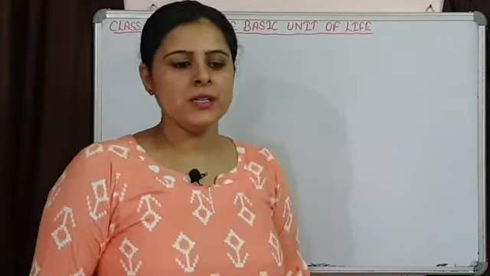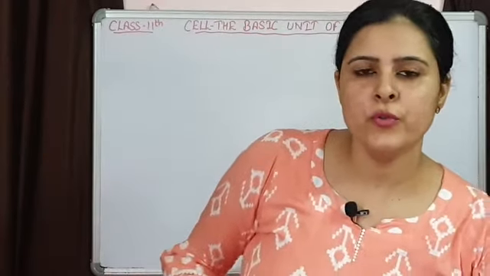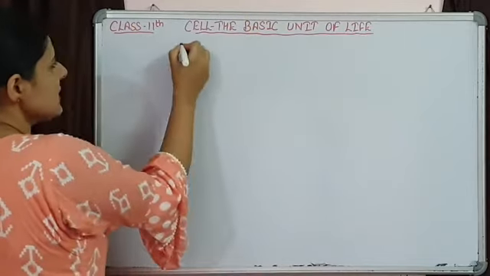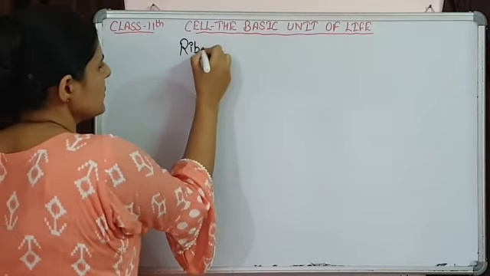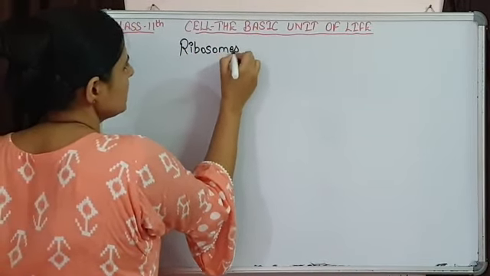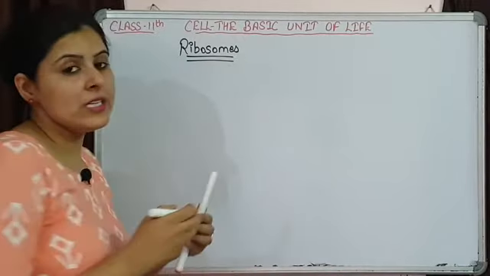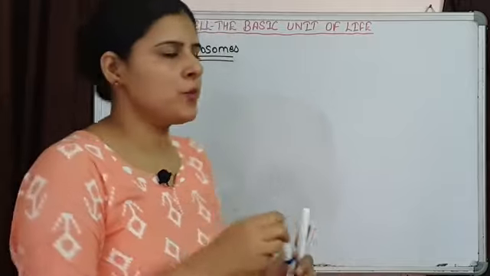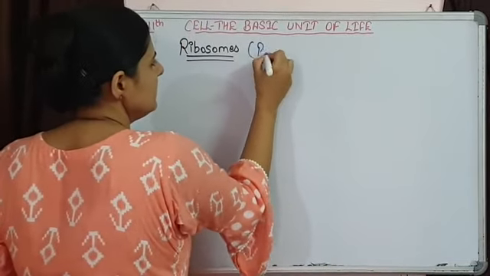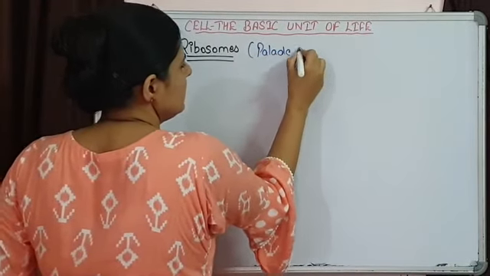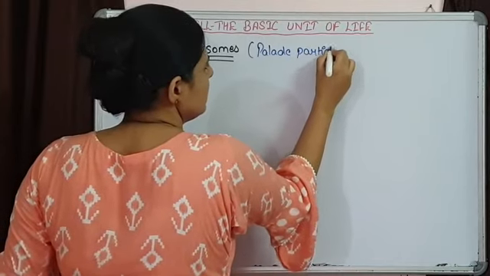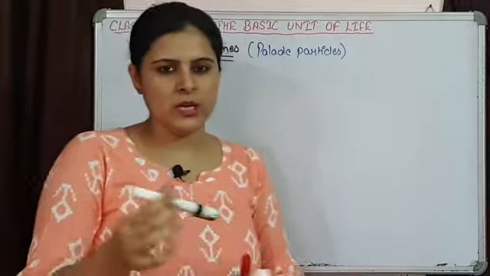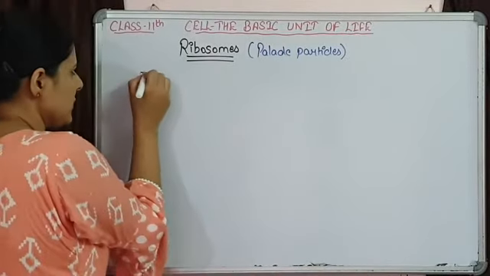Good morning students. Today we are going to discuss some of the cell organelles. For today's class the first one is ribosomes. These are also known as Palade particles because Palade gave the term ribosomes. Now let's talk about the basic characteristics of ribosomes.